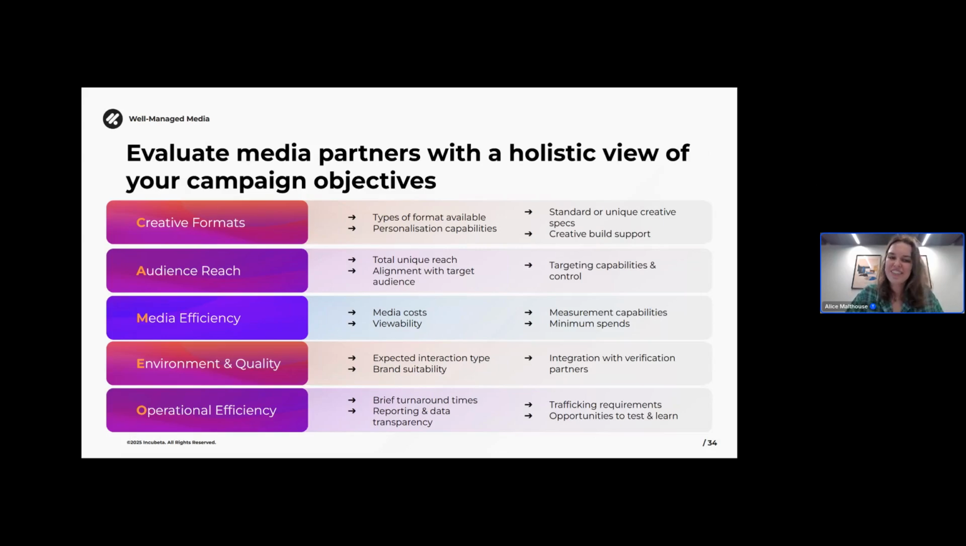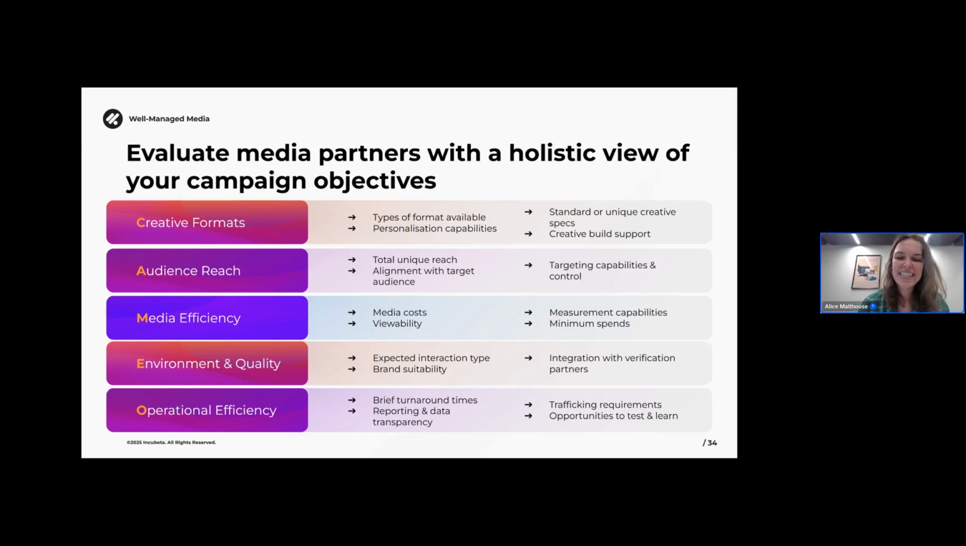We also look at audience reach. Again, can we access a unique audience within that format? If we can, and it's relevant to the brand we're working with or the brand we are, then we do want to appear on that format or media partner. Media efficiency is also something that's important to consider. So this is all around viewability, how we can measure the campaigns, can we access those brand lift surveys or other similar surveys.